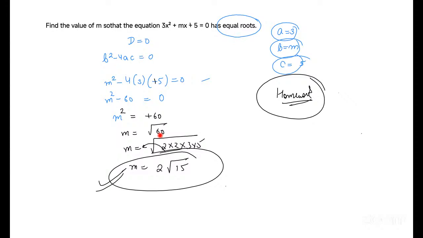Now what I did here, I wrote 60 in the factor form, 2 into 2 into 3 into 5. Now 2 got paired. So from that pair, 2 will come out and the remaining are 3 and 5. 3 fives are 15 and 2 is out. So 2 root 15.